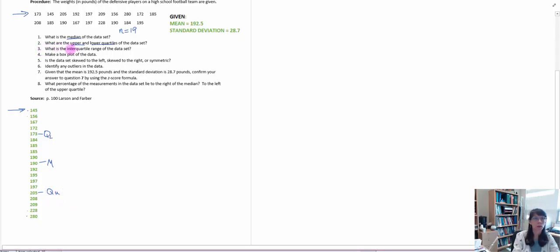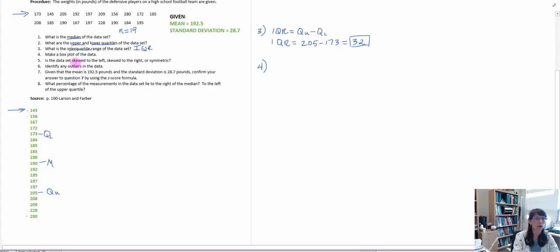For question 3, what is the interquartile range of the data set? The interquartile range is known as IQR. That simply means we're going to find the distance between the upper quartile and the lower quartile by subtracting those values. So off here to the side, IQR is the upper quartile minus the lower quartile. Substituting in our numerical values, IQR would then be equal to 205 minus 173, and that gives us 32. So 32 is the IQR.